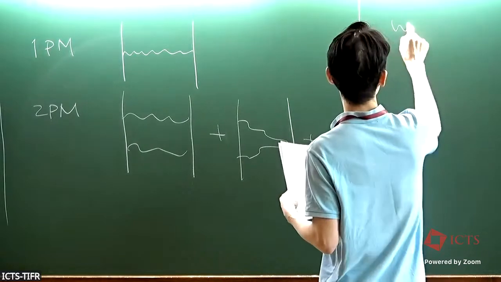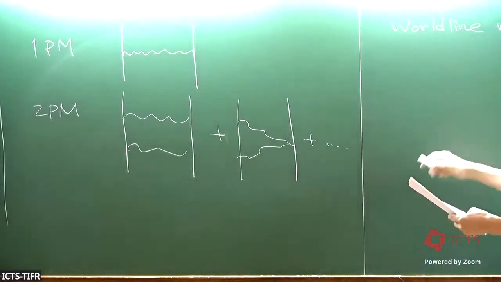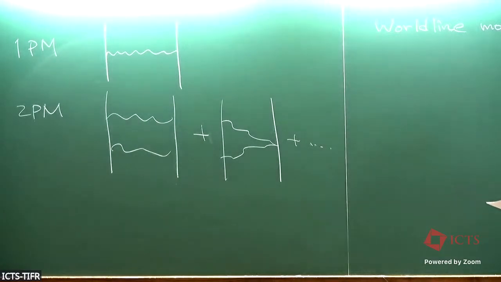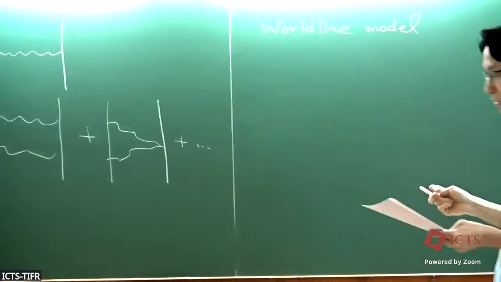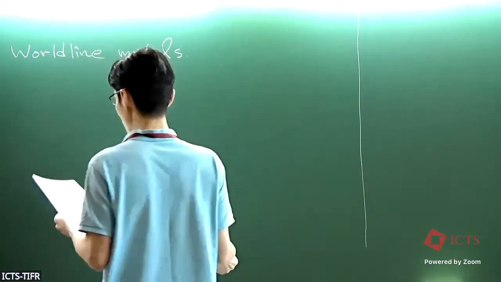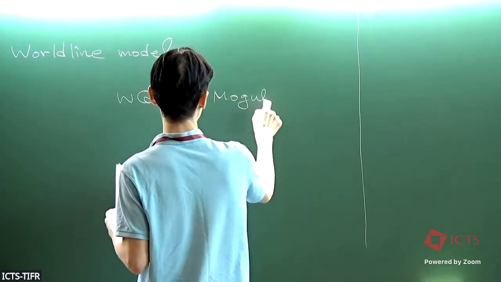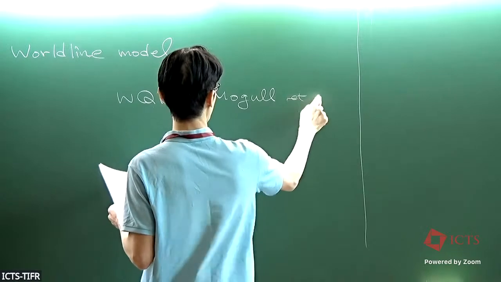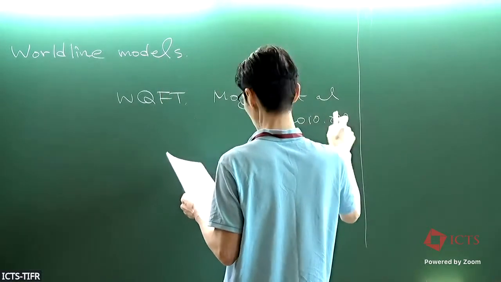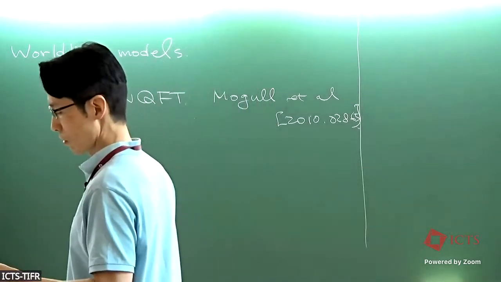So some people proposed worldline models where they actually treat these massive particles as particles, relativistic particles navigating in a gravitational background. There are several slightly different worldline models, and my personal favorite is the so-called double worldline quantum field theory proposed by Mogull, Plefka, and Steinhoff around 4 or 5 years ago. And I'll say more about this.